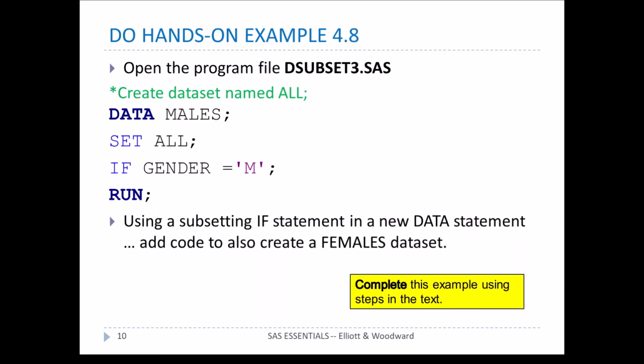Let's do hands-on example 4.8. In this case, open the file called d_3.sas, and you can see the code there. Again, we've seen this code before, but we're going to take a data set called all and create a data set called males by only selecting gender equal M. There are some other steps in this example, and I encourage you to complete the example as shown in the text.